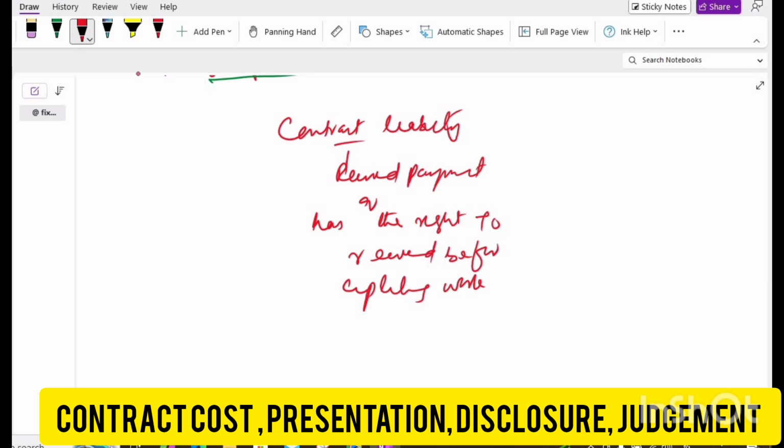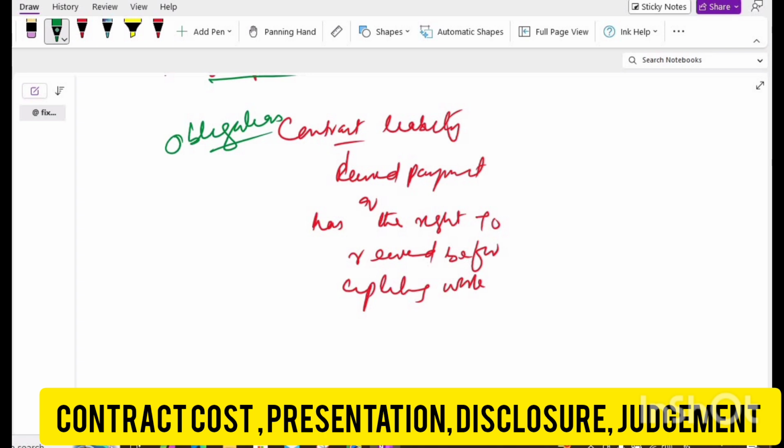For example, if a company is paid upfront before the work is done, it regards this amount as a contract liability because it still owes the work. So the company recognizes this is an obligation. This is the obligation to deliver goods or services in the future.